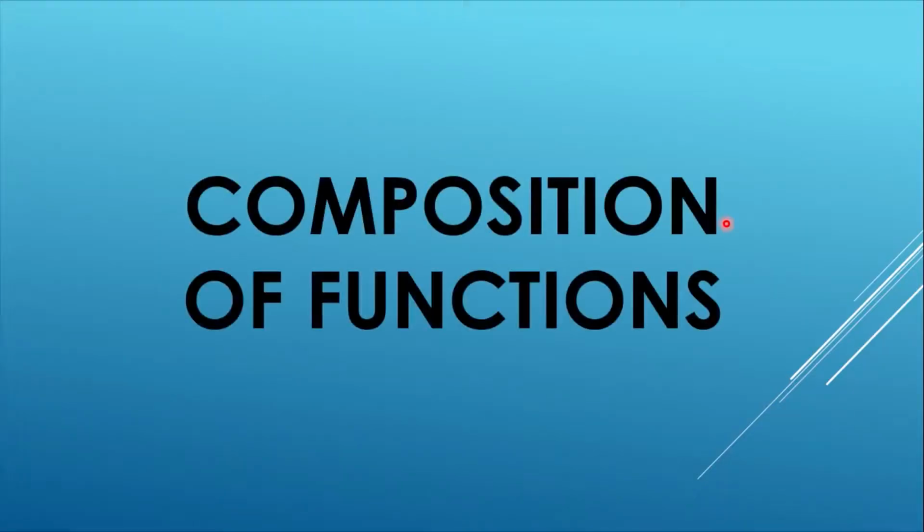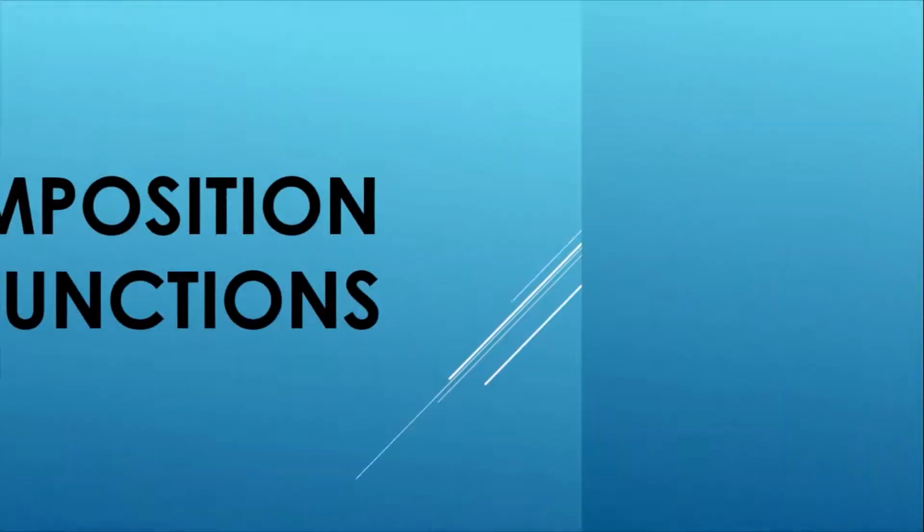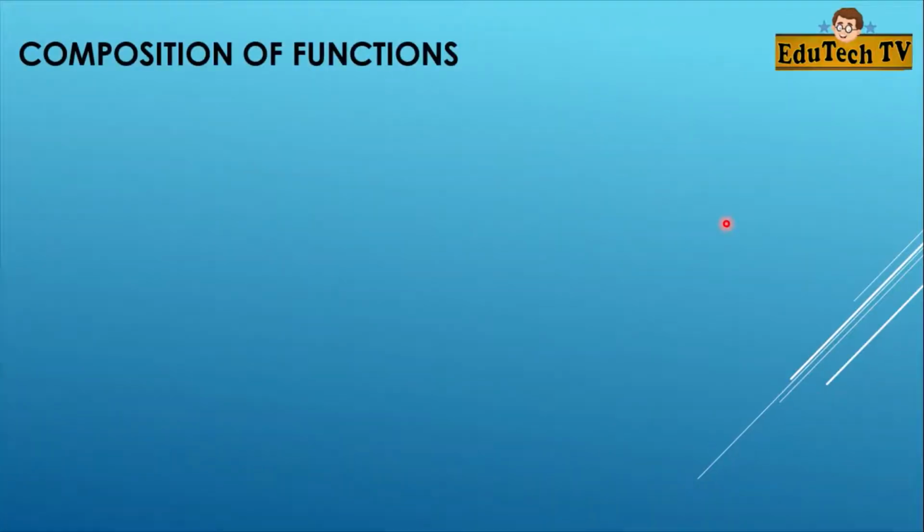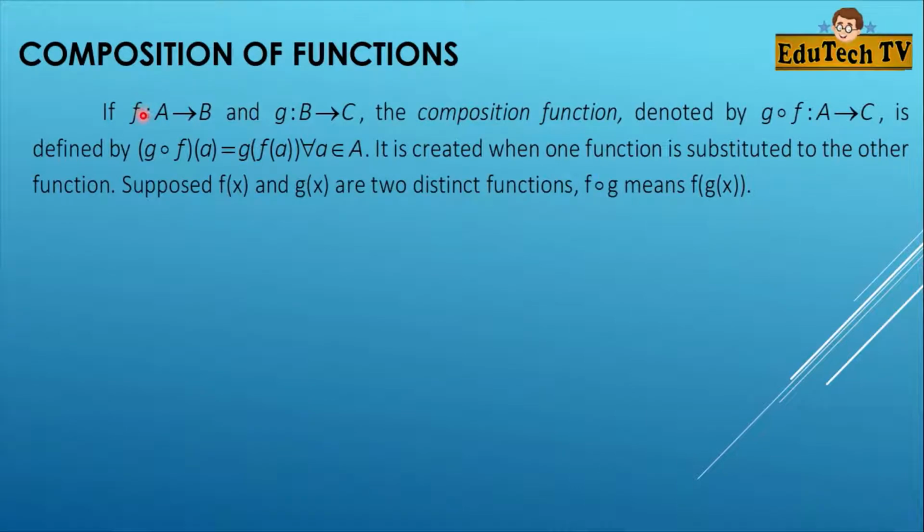Okay, so let's have now composition of functions. If we have function f in such a way that A maps to B, and function g in such a way that B maps to C, the composition function is denoted by this notation, okay? And it is defined by (g ∘ f)(a) is just equal to g(f(a)), such that every a is an element of the set A. It is created when one function is substituted into another function.